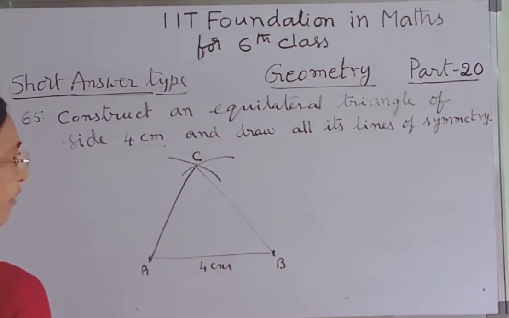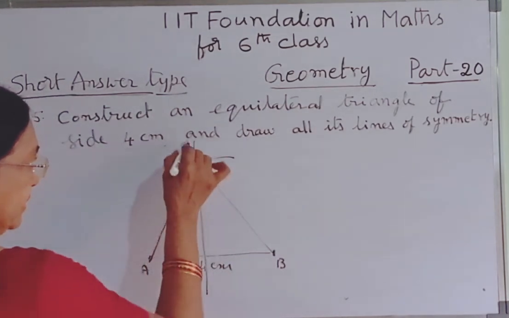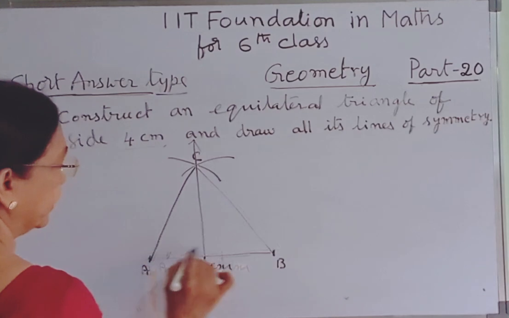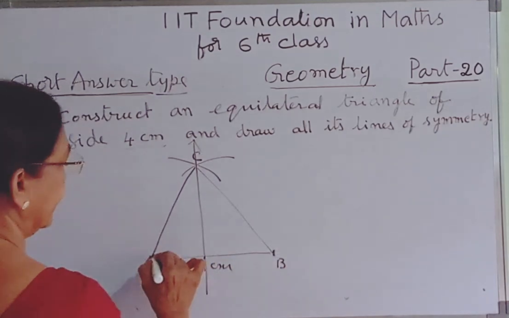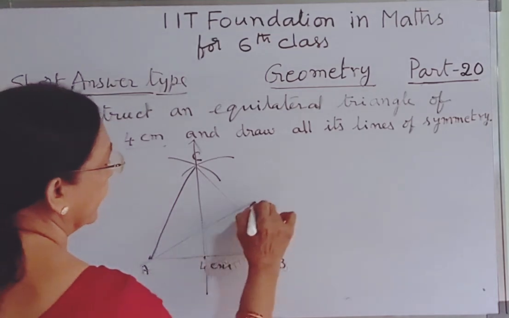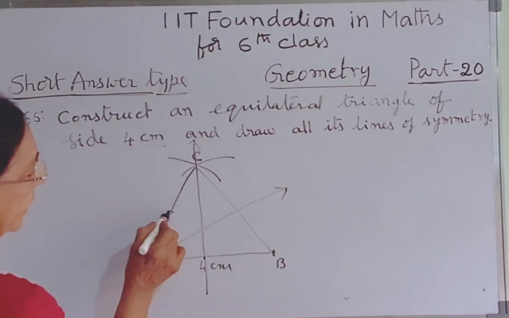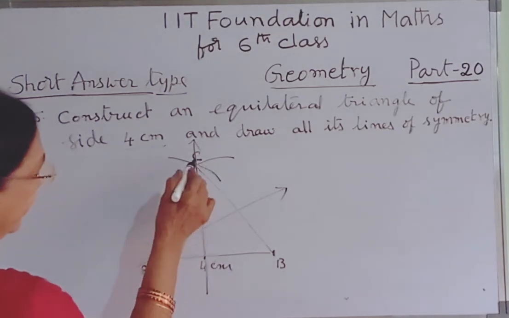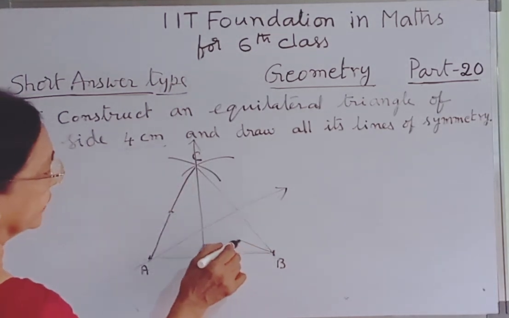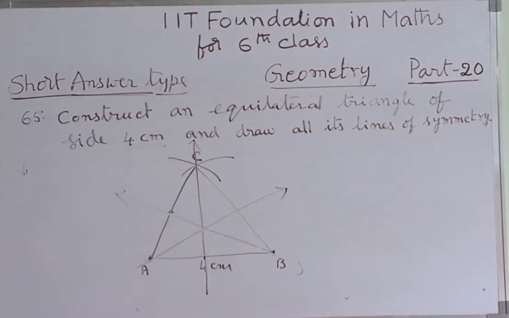Now the lines of symmetry are this line, that is, this line passes through the midpoint of AB. Similarly, the line passing through the midpoint of BC and A, this is another line of symmetry. And the line passing through the midpoint of AC and B, this is another line of symmetry. Thus, an equilateral triangle has 3 lines of symmetry.